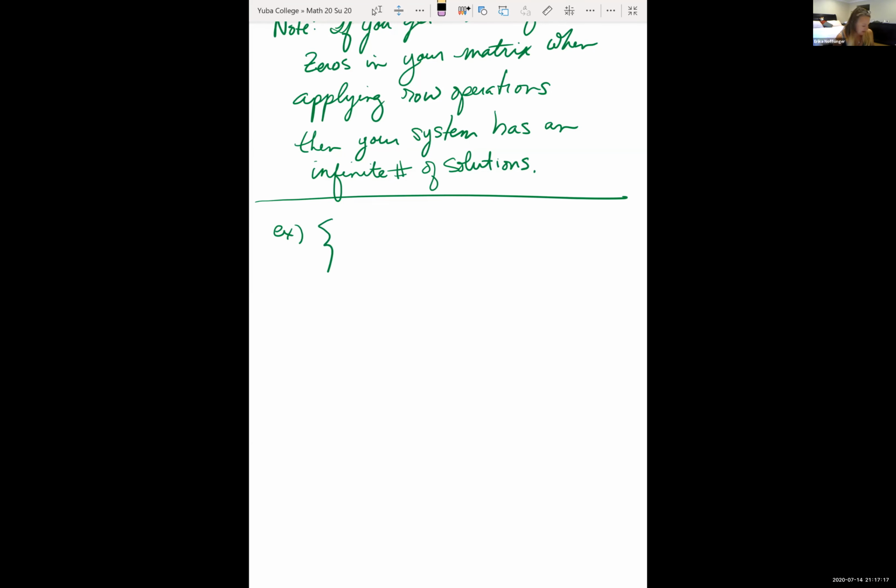Okay, so we have a system. First equation is 2x plus y equal to negative 4. Second equation is negative 2y plus 4z equals 0. And we have 3x minus 2z equals negative 11. So 2x plus y equals negative 4. Negative 2y plus 4z equals 0. 3x minus 2z equals negative 11.